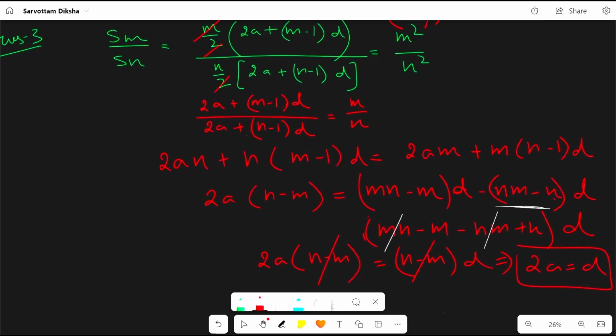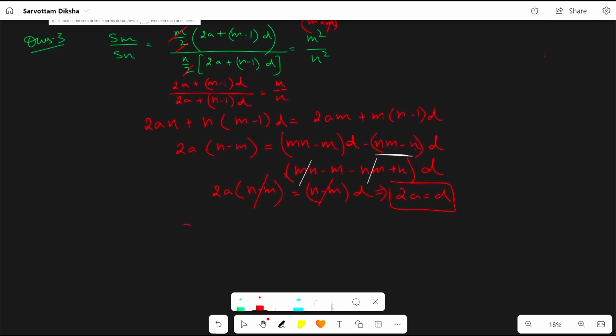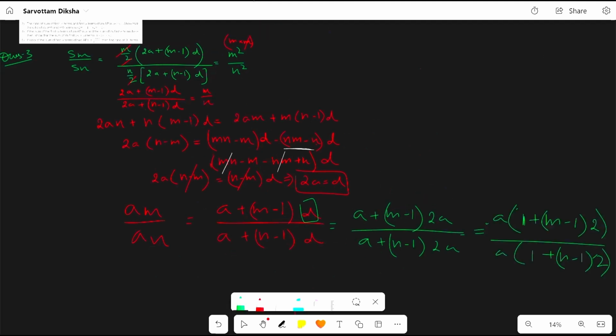Now, let me put in the thing what they have asked me for. They are asking for the ratios of mth and nth term. Right. So let me substitute my d as 2a and solve it. I can take a common in both numerator and denominator where a can cancel. If I solve it further, my ratios of mth and nth term is 2m minus 1 upon 2n minus 1.